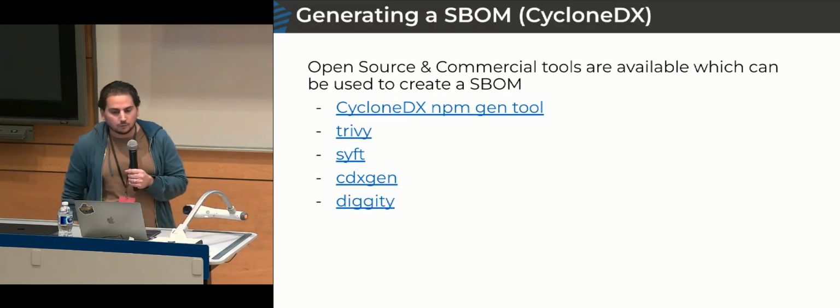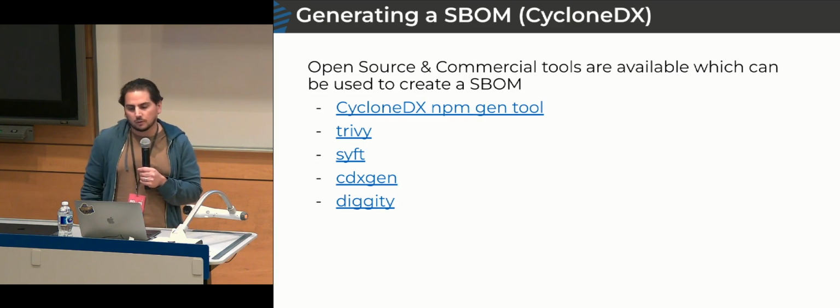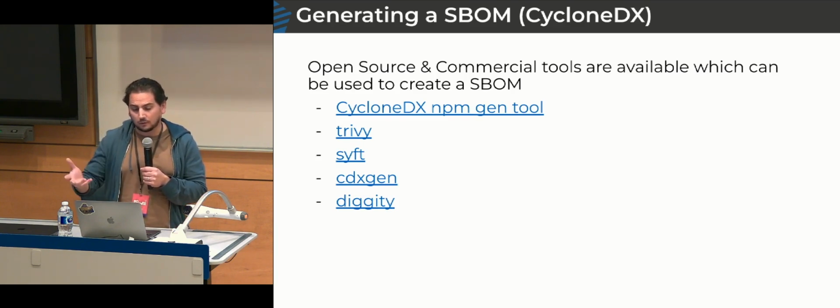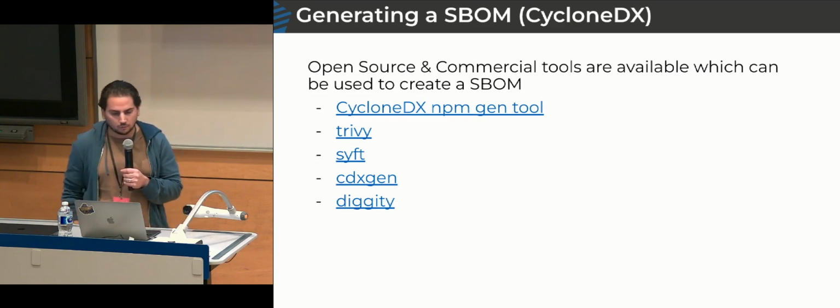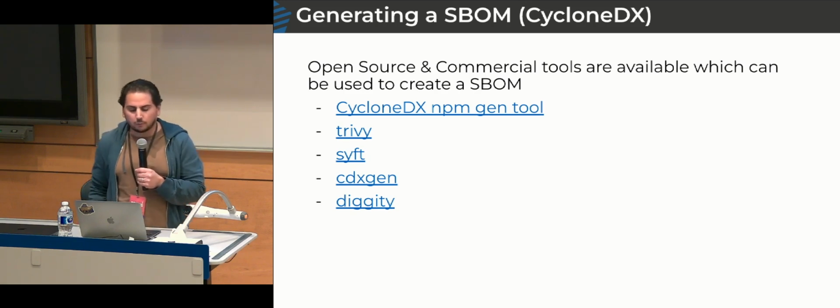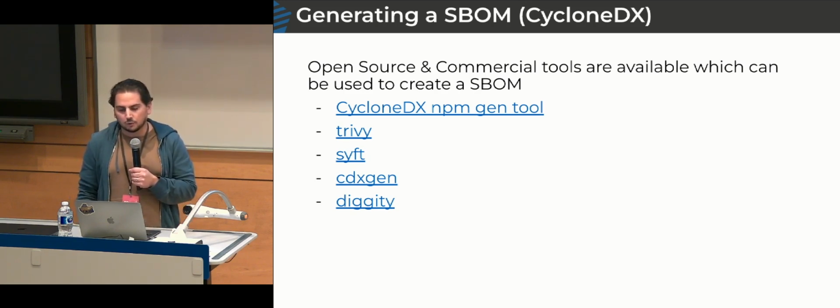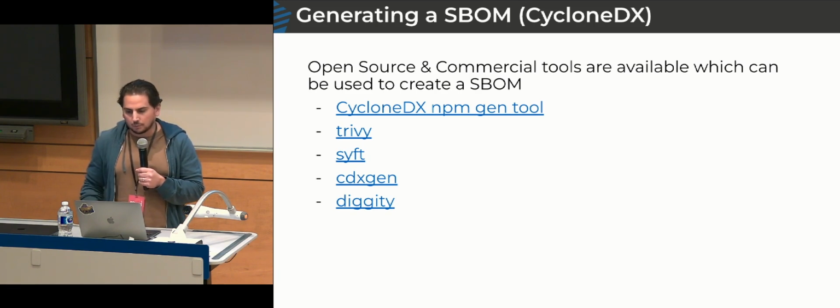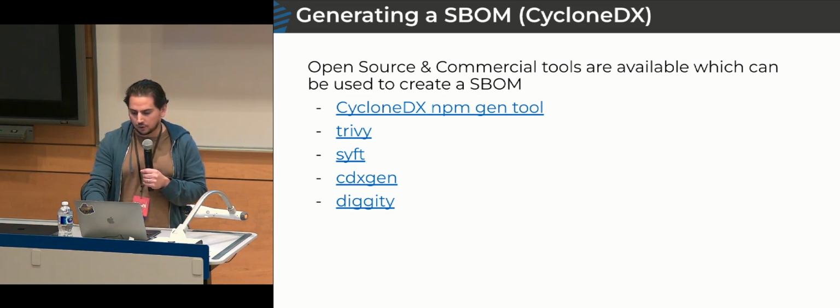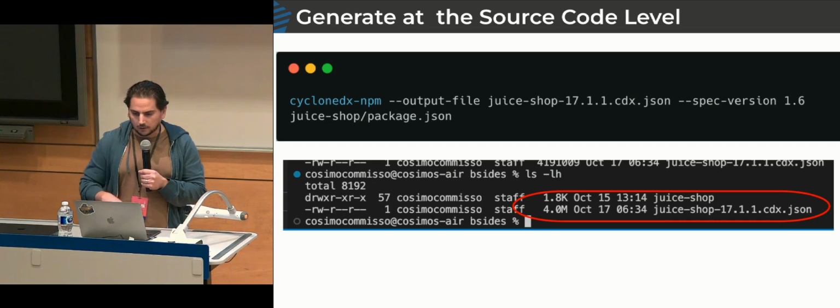There are many tools, both commercial and open source, that you can use to generate an SBOM. This is just a very small list of some of the more well-known open source ones. I'm going to use the first one on the list, the CycloneDX NPM Gen tool, because the Juice Shop project is a Node NPM-based project. So I have this installed on my laptop here.